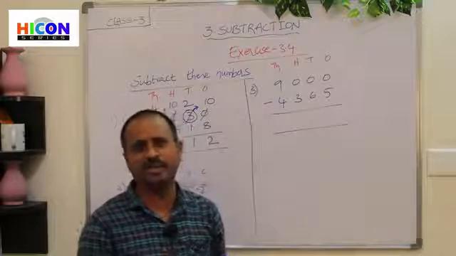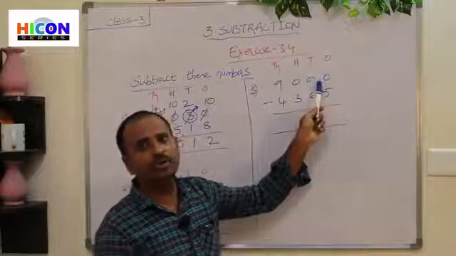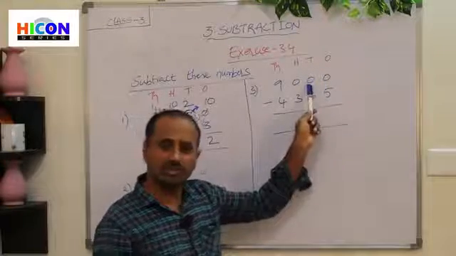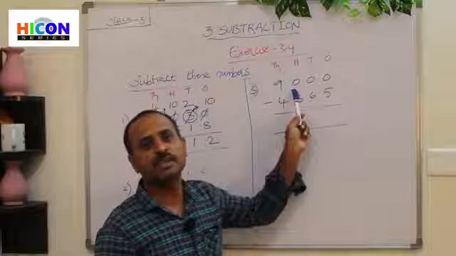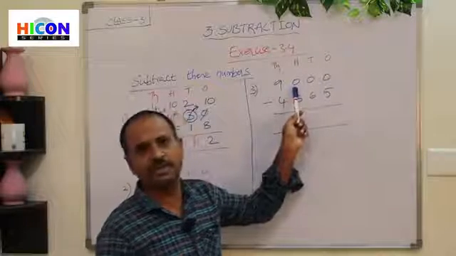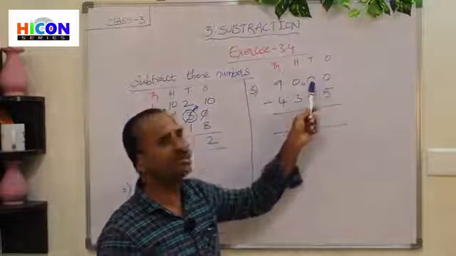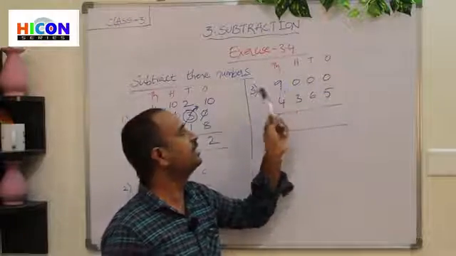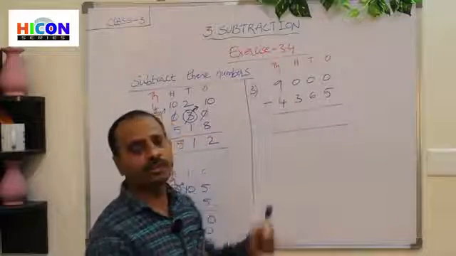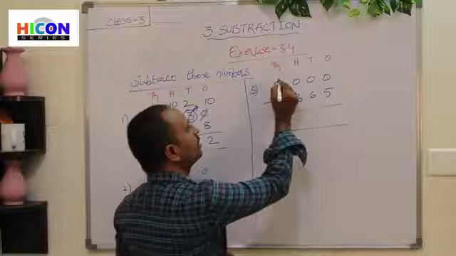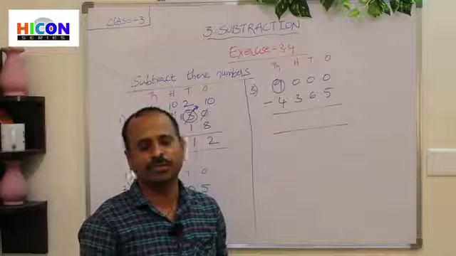So children, in this way, if 0 is in the ones place, then go to the tens place. If there is also 0 in the tens place, then go to the next place, that is the hundreds place. If there is also 0 in the hundreds place, then go to the thousands place. So in this way, we have to continue the process until we get some number in the place. So there are 9,000s here.